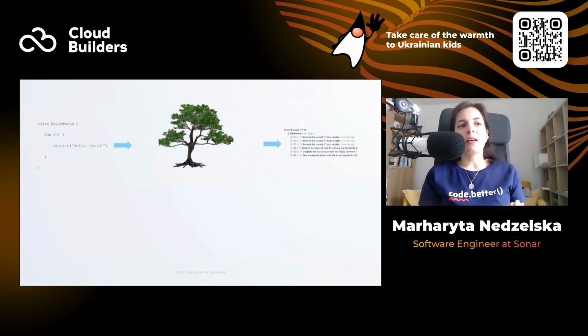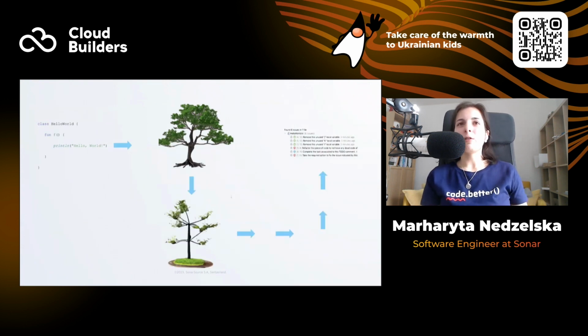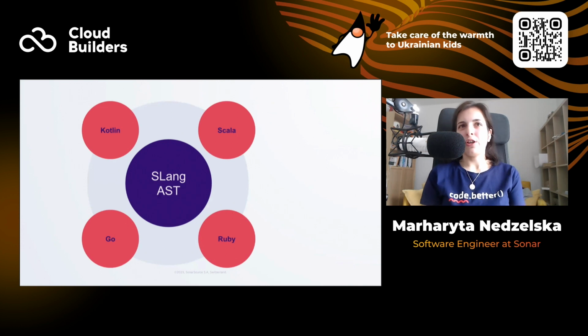So this was actually implemented and worked approximately like this. You still have your source code, we still generate an abstract syntax tree for your native language, and then we transform it to some intermediate tree representation and run the checks on top of that intermediate tree. And then you have the result. This technology is working, is open sourced, and for some time there were 4 languages built on top of this technology. It was Kotlin, Scala, Go, and Ruby, and the technology is called Slang, which is Sonar language.